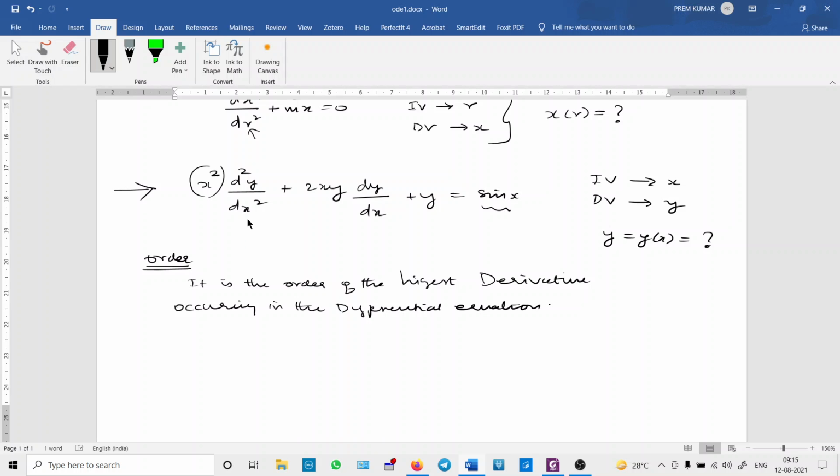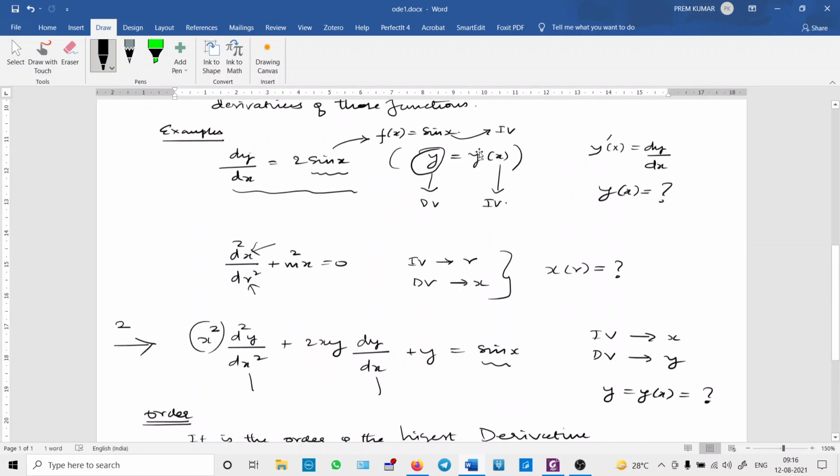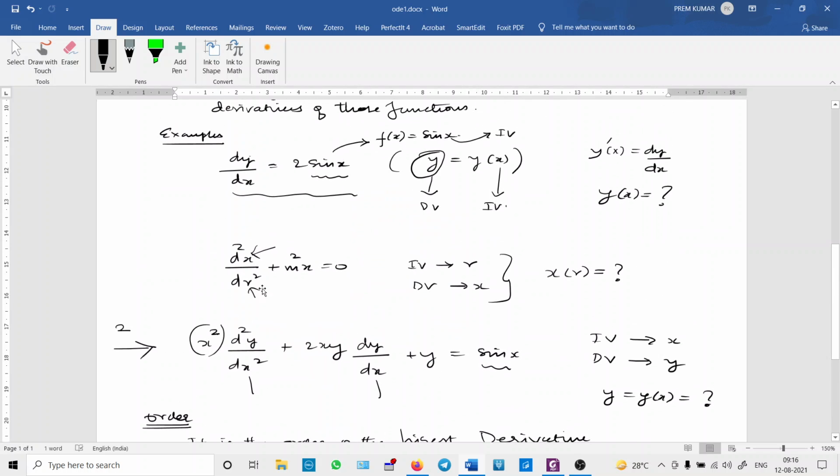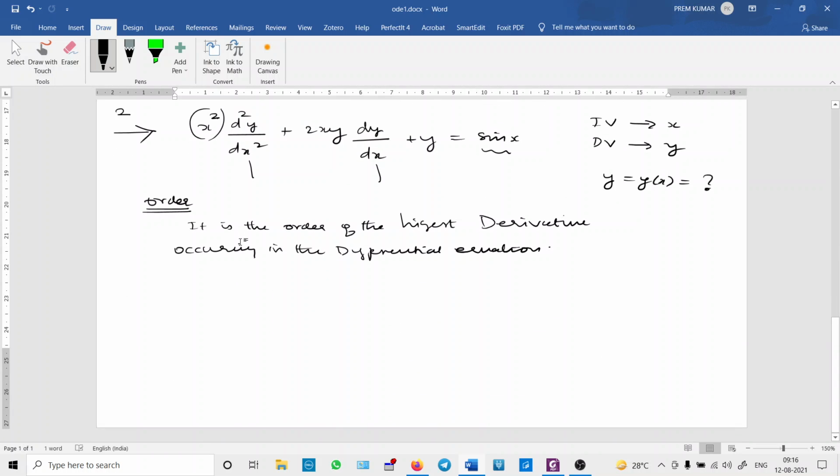See, there are the derivatives. What are the derivatives? This is the second order derivative. This is the first order derivative of the unknown function y. So, which is the highest order present? The second order. So, the order of this differential equation is 2. Similarly, you can find here what is the highest order present: 2, because the second order derivative of the unknown function is present here. So, this is second order. Similarly, this is a first order.